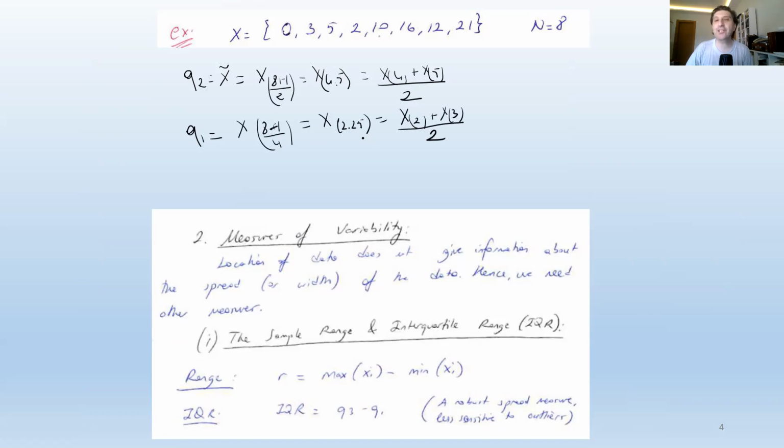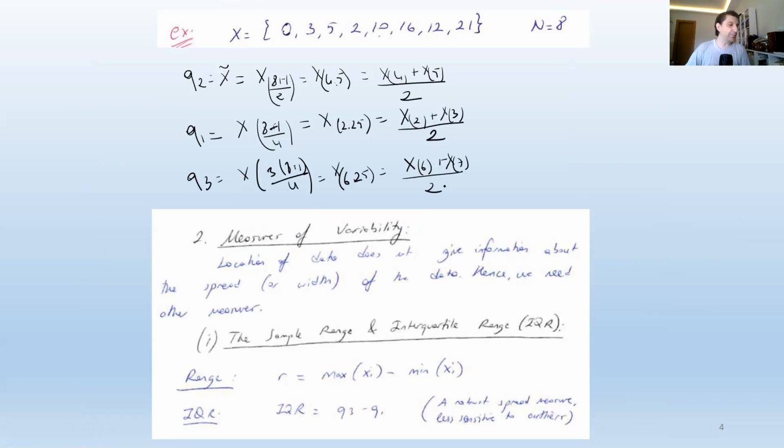Well, note that there are actually different methods. When I say different methods, for instance, this 2.25 may be taken as a weighted average between those two values, because 2.25 is closer to the second observation, but that much detail is not required. So Q3 is going to be equal to x of 3 times (8 plus 1) over 4, which is 6.25, therefore it's going to be x6 plus x7 over 2.